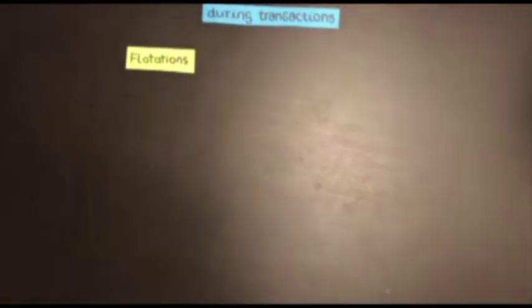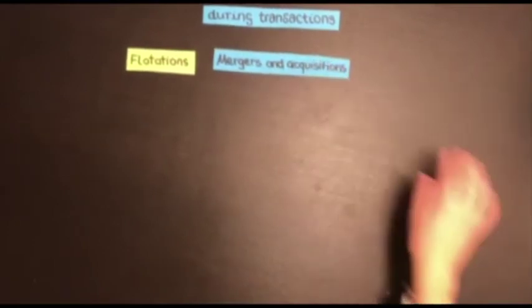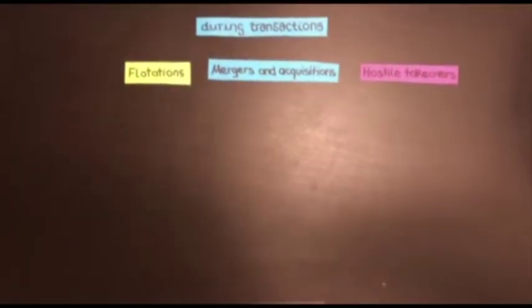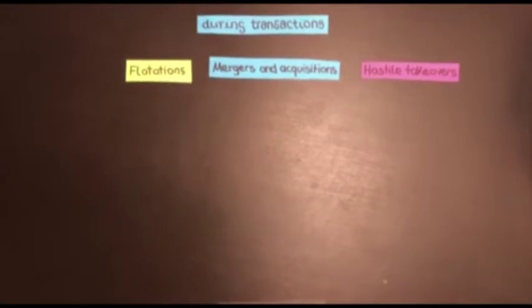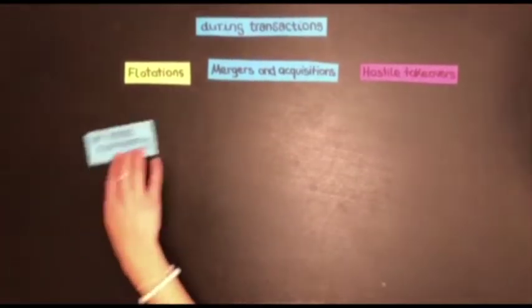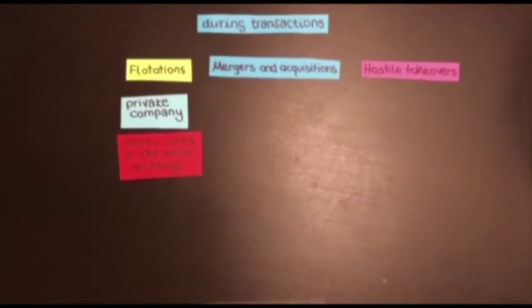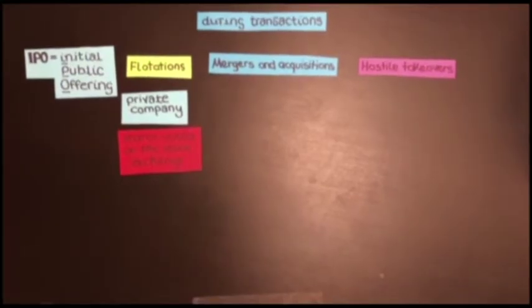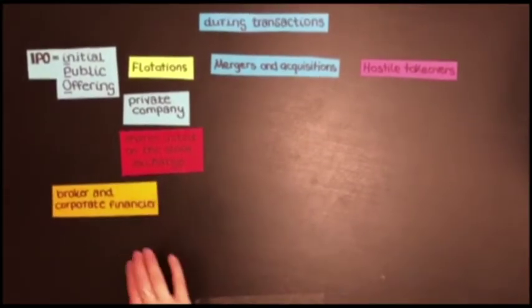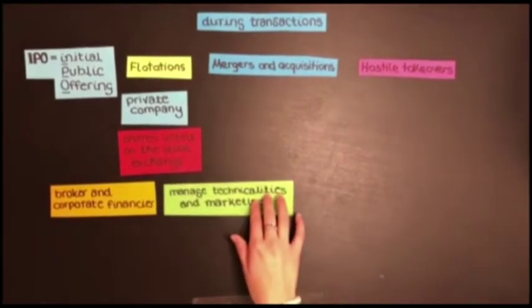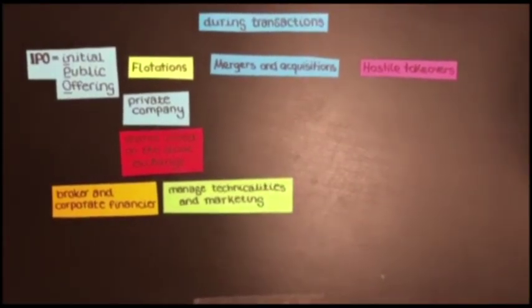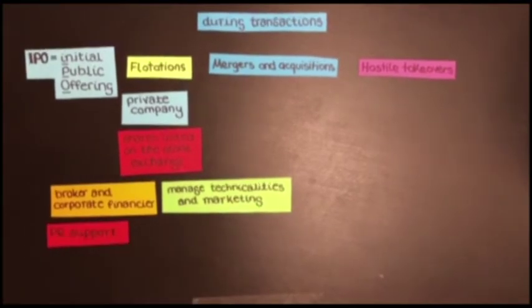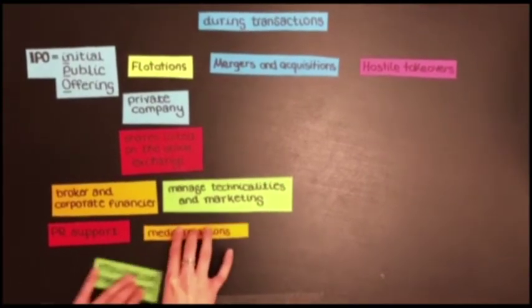Let's come to our next point, the communications during transactions. There are 3 types of transactions we want to talk about: flotation, mergers and acquisitions, and hostile takeovers. First, flotations. This is when a company decides to have its shares listed on the stock exchange, also known as an initial public offering. A broker and a corporate financier will be appointed to manage the technicalities and marketing of the offering to institutional investors. PR support helps handle media relations and reputation management during the process.